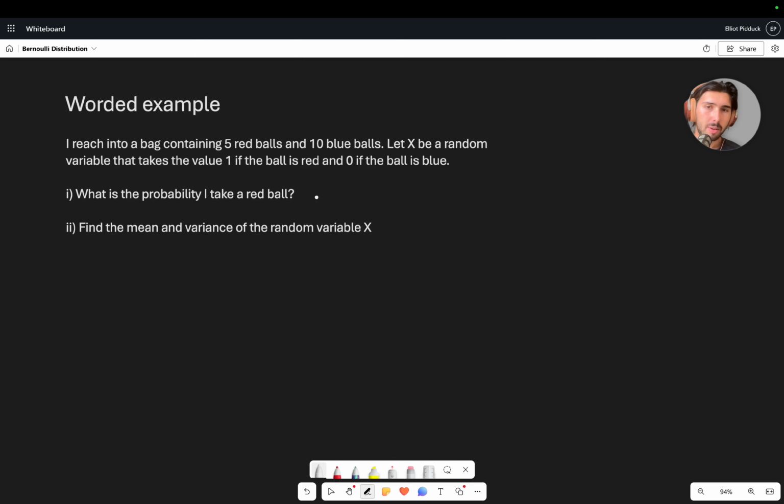Okay, so the probability of getting that red ball, which is also the probability that x takes the number 1, because it's Bernoulli, is just going to be p, the probability, which is, of course, again, 5 out of 15, or if you prefer, 1 out of 3. That's not rocket science. Okay, second part, find the mean and variance of the random variable.